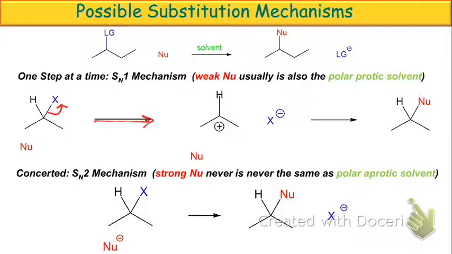No longer there, so we don't draw that line anymore. What happened to the carbon? Lost electrons, so it's now positive. Okay? So there's our first step.